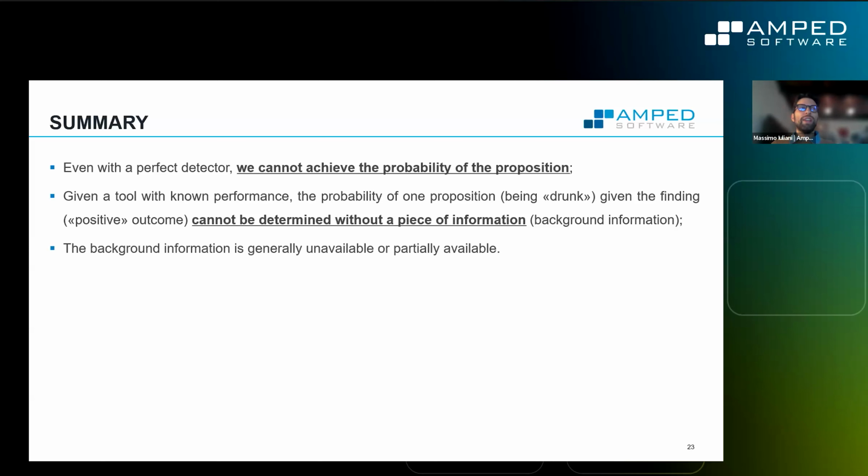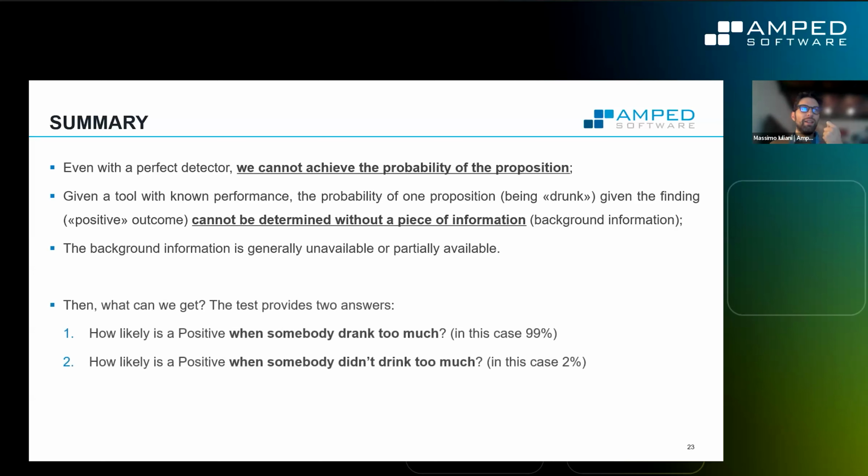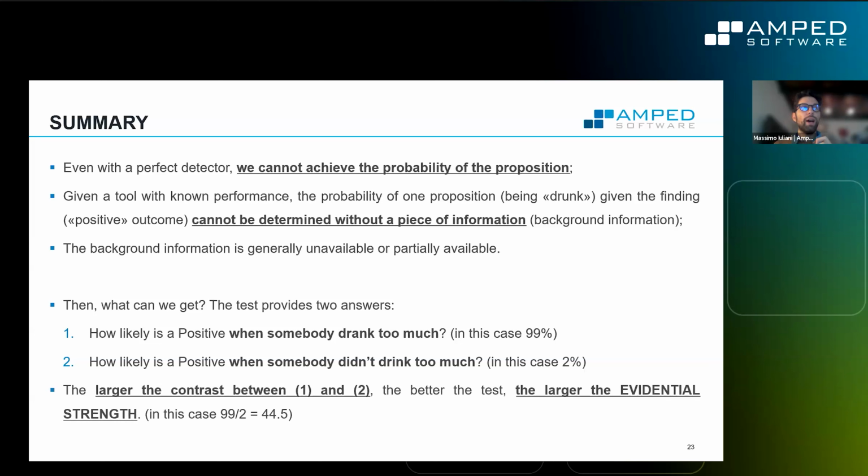So if we say it like this, it seems that we cannot do anything, because we cannot get the probability. But there is something we can say. With the test, keep considering the breath analyzer, we can provide two answers. The first is, how likely do I get a positive if you drink too much? And the test said that is 99% because it was tested. And how likely can I get a positive when somebody didn't drink too much? Again, 2%. So the contrast between these two values provides the so-called evidential strength. The larger the contrast, the higher the strength of evidence.